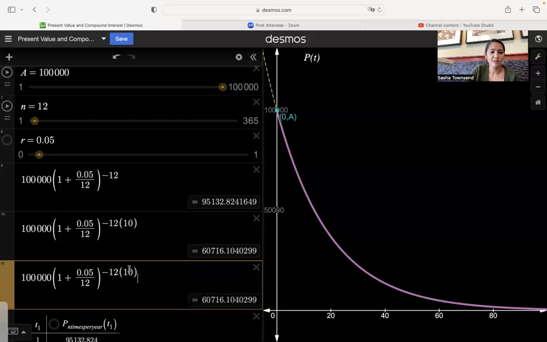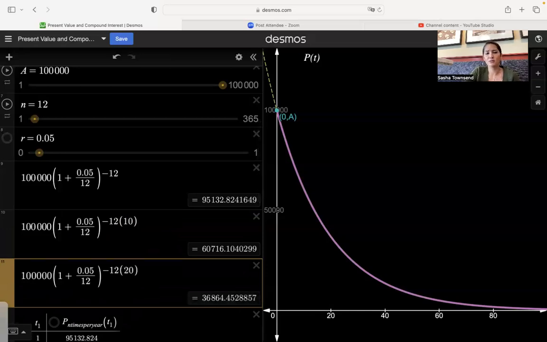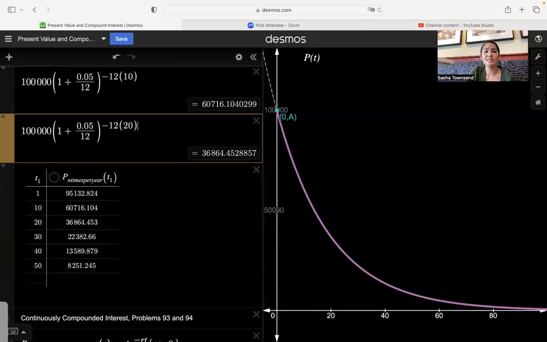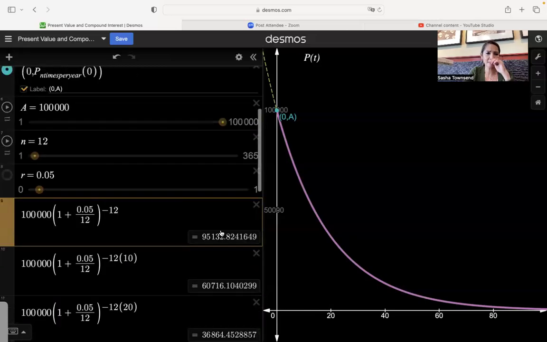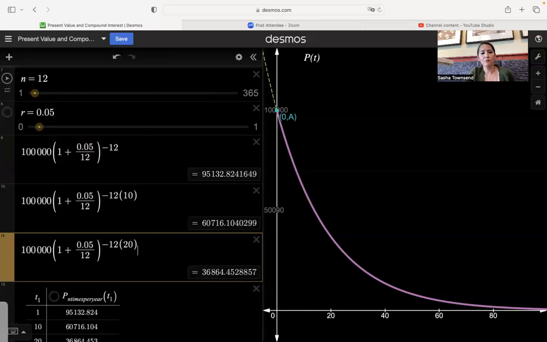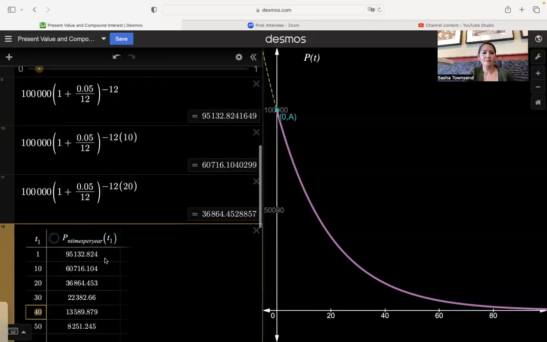And then if we want to know what the present value would need to be to have $100,000 in 20 years, you just substitute in t equals 20. So then you'd only have to deposit $36,864.45 right now, so that 20 years in the future, you'd have $100,000. And we see that when we compute these, just by typing in our values to desmos.com and then using the calculator to get us a decimal approximation, we're getting the same values that we have in this table down here. So we have entered our formula correctly, and we can just read the table to find the present value that we should deposit now to have $100,000 in 30 years, 40 years, or 50 years.